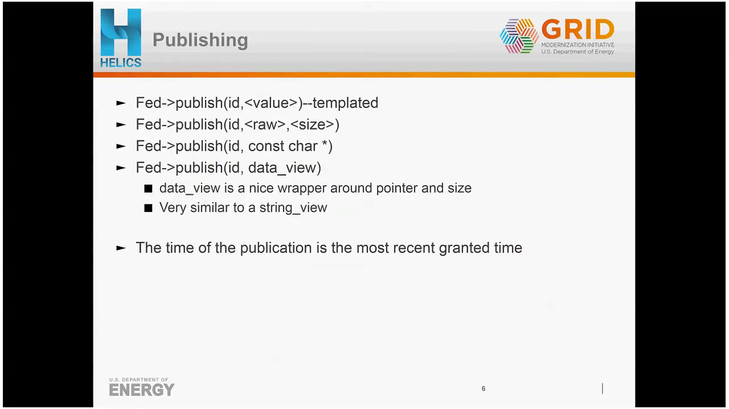To publish, you basically call the publish function of a federate with the identifier given from the register publication call along with a value. The value here can be templated. There's a number of different options available. You can send it a raw pointer with a size. You can send it a string, constant char, or a data view object. And data view is basically a nice wrapper around a pointer and a size.